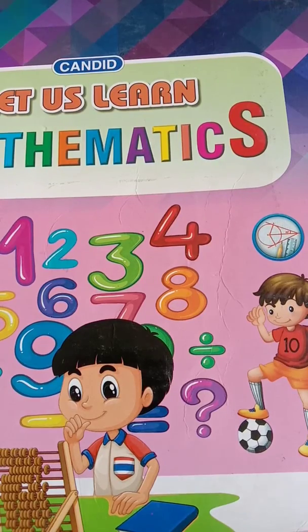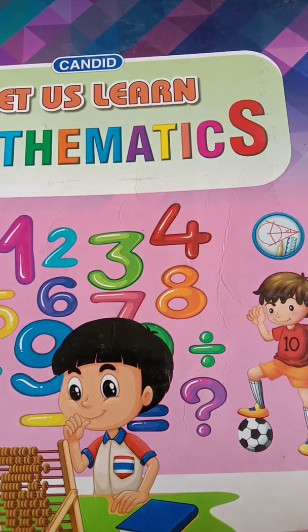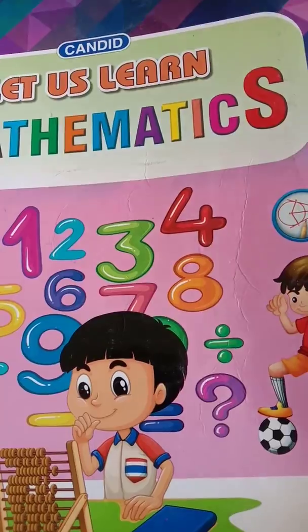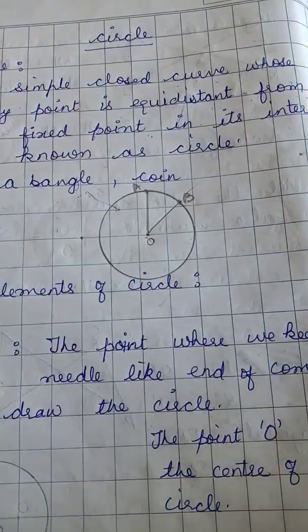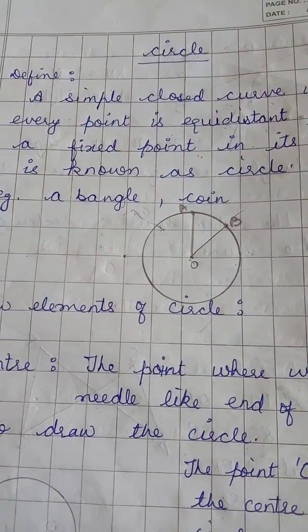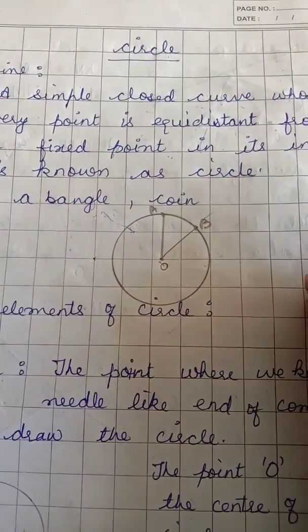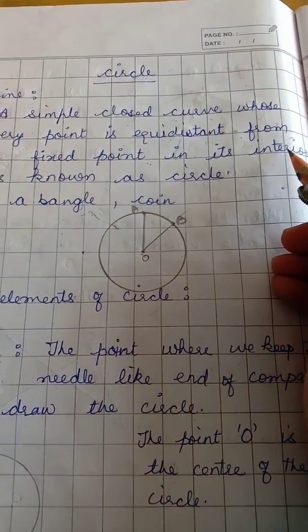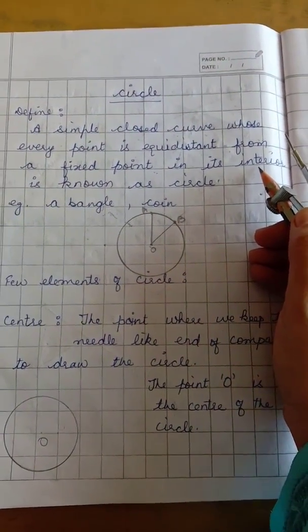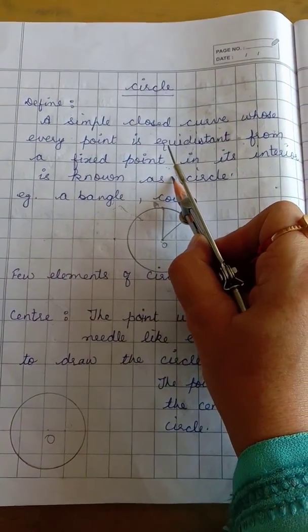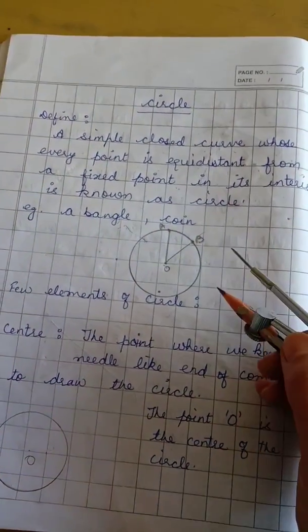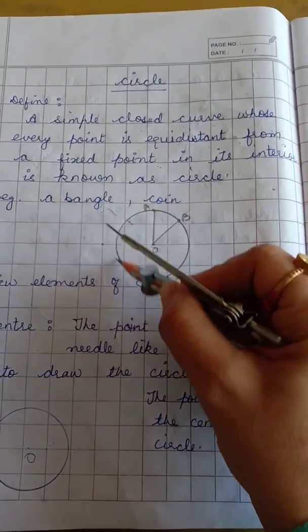Students, in this video we will do the rest of the definitions of chapter 11, geometrical shapes. Here is the circle. What is a circle? A circle is a closed curve whose every point is equidistant from a fixed point in its interior. What does this mean? It means this is a circle.